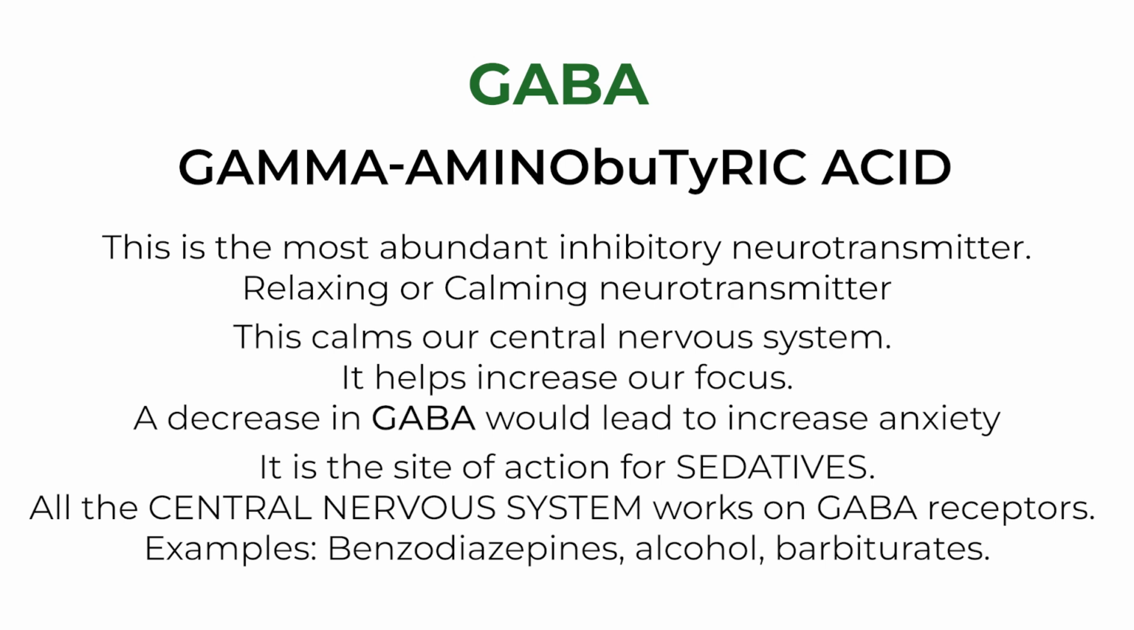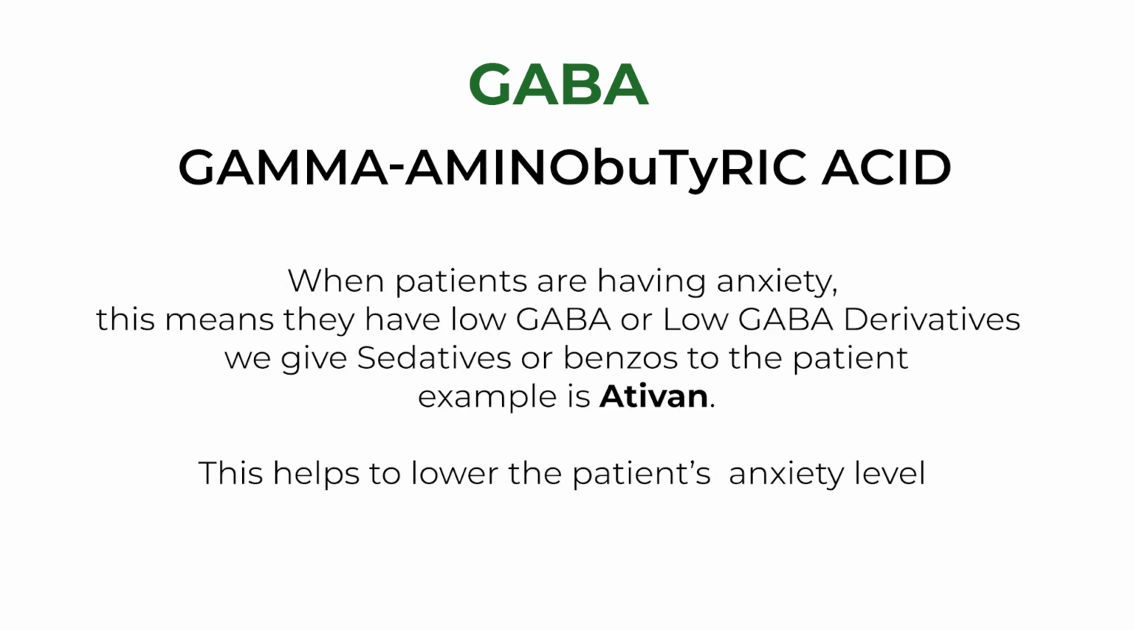What are the examples of the sedatives? The benzodiazepines, alcohol, and the barbiturates. So when you give a patient any of these benzodiazepines or sedatives, they are going to bind with GABA receptors, and that is going to potentiate more calming effects as a result of the GABA. When a patient is having anxiety, we can say basically that they have a low GABA. So when we give a sedative or the benzos, an example is Ativan, invariably we are giving the patient GABA derivatives. In that situation, that will help to lower the anxiety level of the patient.